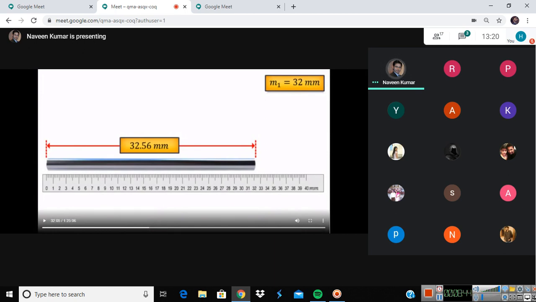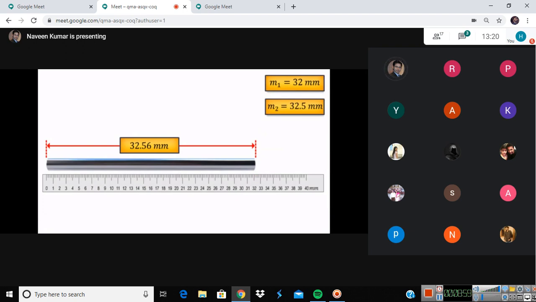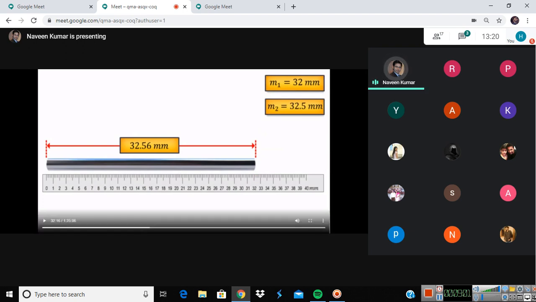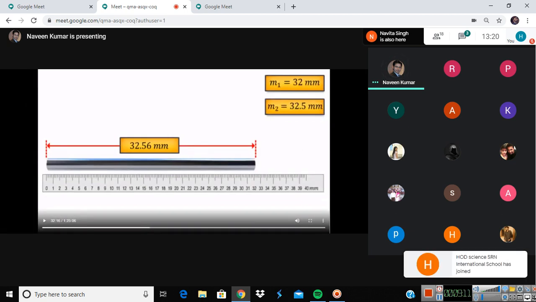Now with the help of the second scale, an instrument with a resolution of 0.1 millimeter, we obtain the measured value as 32.5 millimeter. Okay, now which one is precise? 32.5 is more precise as compared to 32.